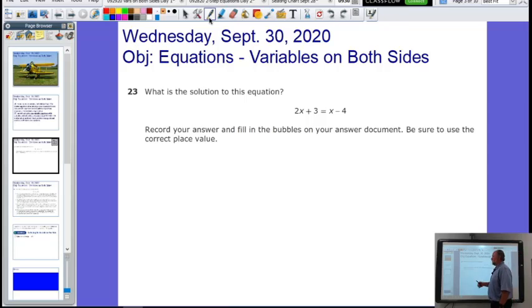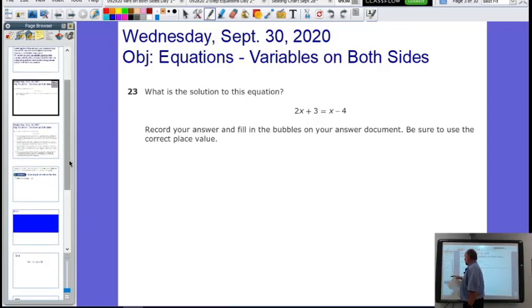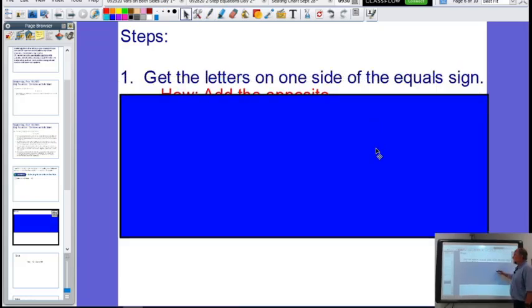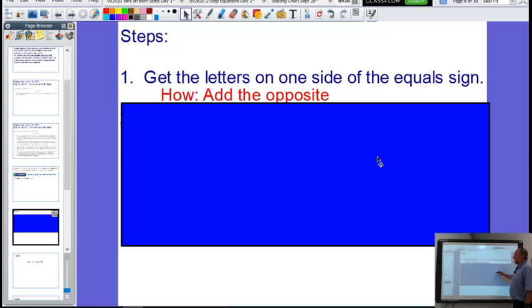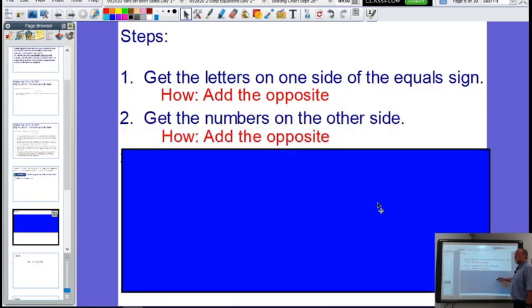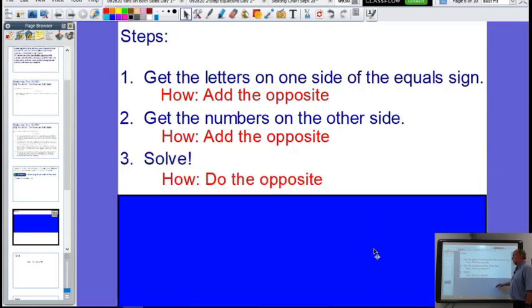Well, we know that there's 3 basic steps to solving this type of problem. Okay, and we wrote them down yesterday in class. We know the first step is to get your letters on one side of the equal sign, and we do that by adding the opposite. The second step was to get your numbers on the other side, and how do we do that? We add the opposite. And once you've done that, you're down to a 1-step problem. So all we have to do is solve, and we do that by doing the opposite.